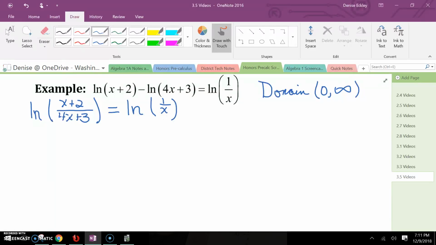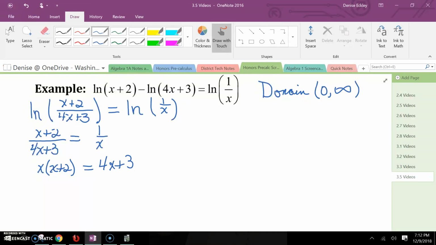Now here is where I can apply my one-to-one property. Since they are taking the same log at the same base, their arguments have to be equal. In other words, x plus 2 over 4x plus 3 has to equal 1 over x. So cross multiplying to eliminate the fractions gives me x times x plus 2 equals 4x plus 3.